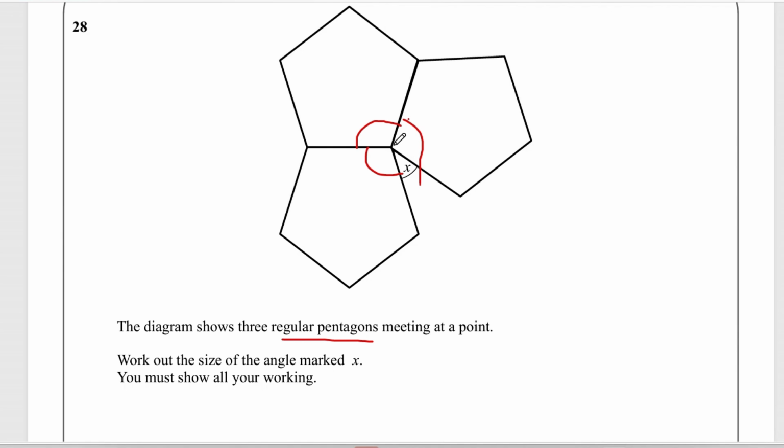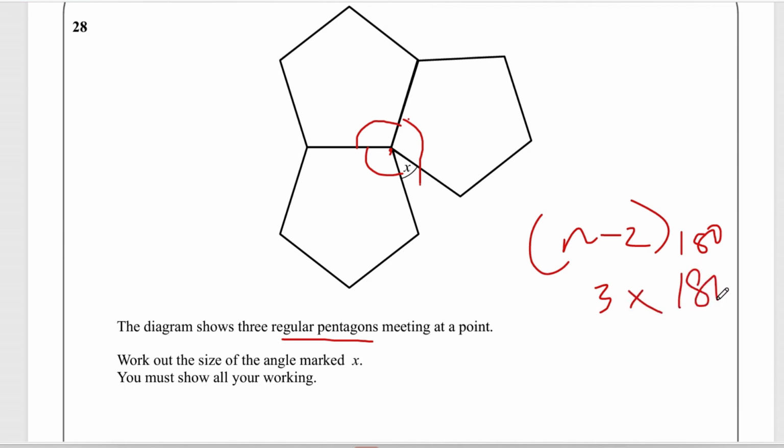All of these meet at a point, and angles at a point is 360 degrees. Now, how do we know each of these angles? The formula for sum of interior angles is n minus 2 times 180, and n is the number of sides in the polygon. In this case, there are 5 sides. So 5 minus 2 is 3, 3 times 180. So 3 times 180 is 540. So these angles add up to 540.